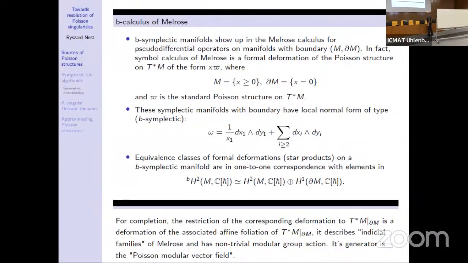But there's one thing that happens here. First of all, if you think about the symbol calculus, in the interior you just have the cotangent bundle with standard symplectic structure, a standard deformation of the cotangent bundle, given by full symbols of pseudodifferential operators. On the boundary, something happens.